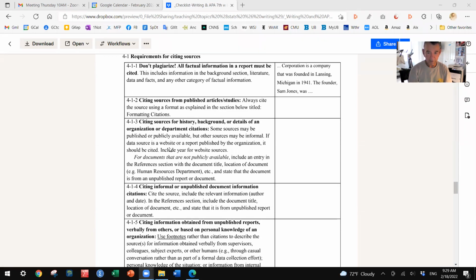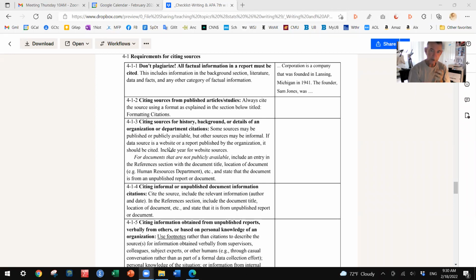Cite sources from published articles and studies. Always use the format in the section below that talks about the format. If you have sources for history, background, or details, some might be published, but others might be informal. It might be a website or a published report. It might be a document that's not available to the public. You still include the entry in your references, but you say that it's an unpublished report or document.